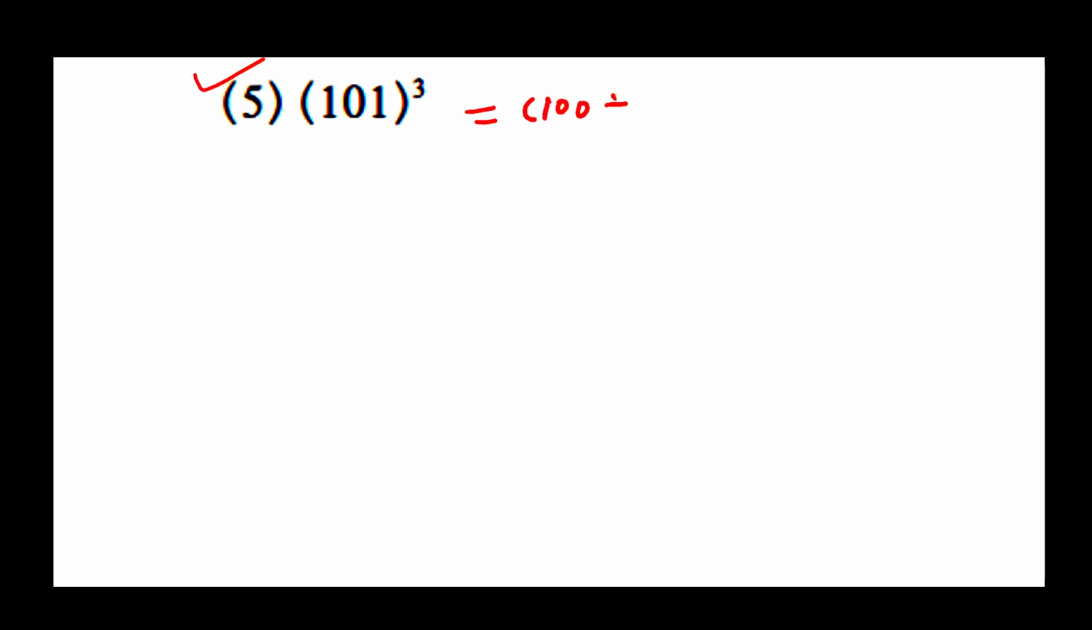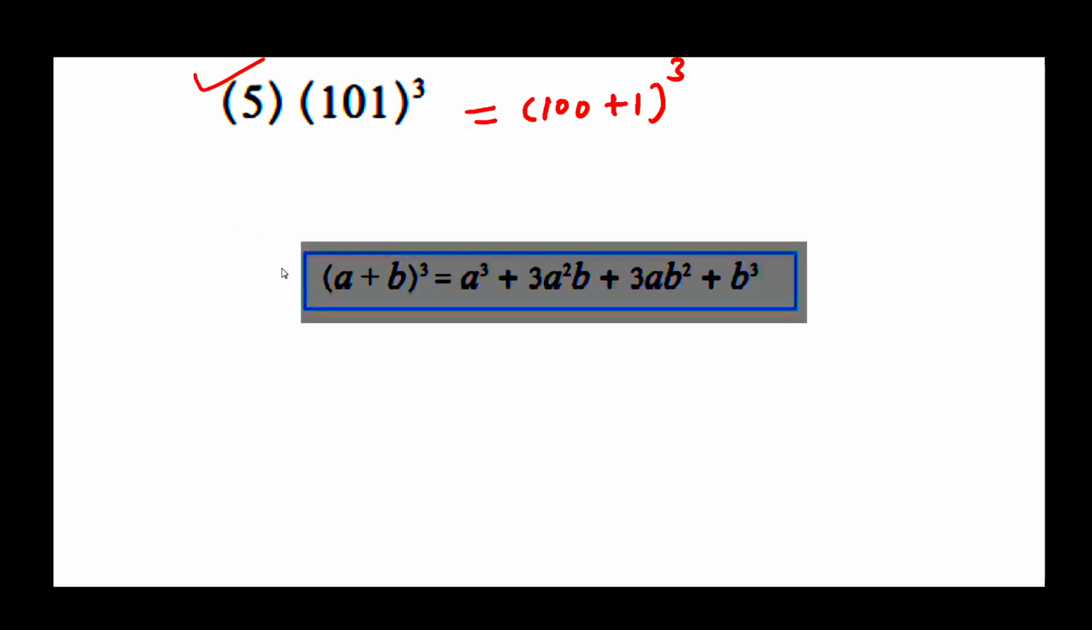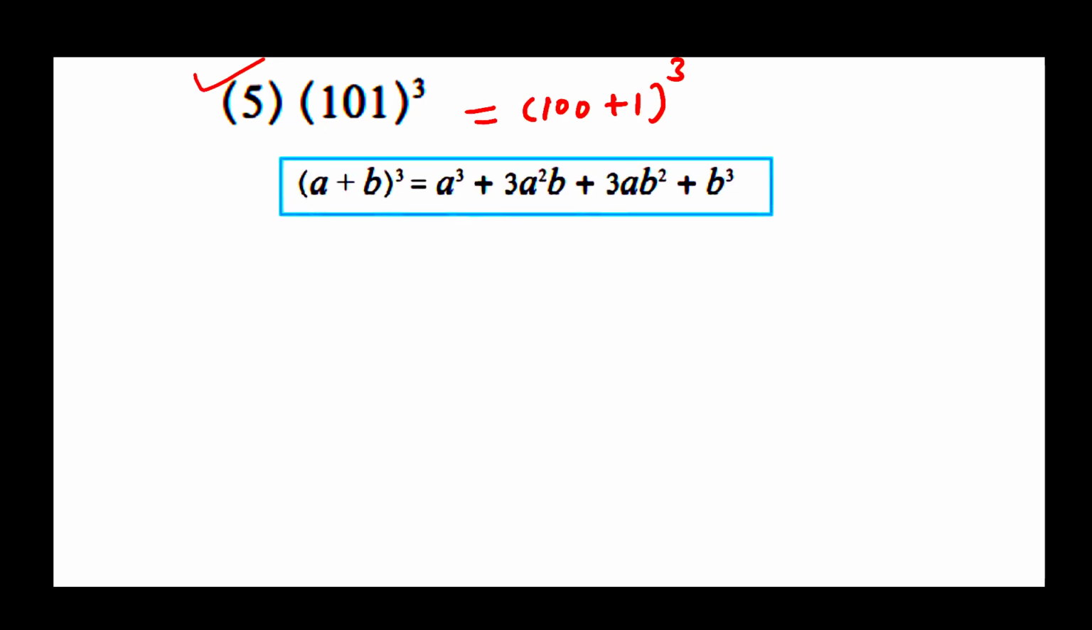Example number 5. (101) cube, or cube of 101. 101 means (100 + 1) cube. Let us use the formula (a + b) cube = a cube + 3a square b + 3ab square + b cube. Here a = 100 and b = 1. Let us put the value.